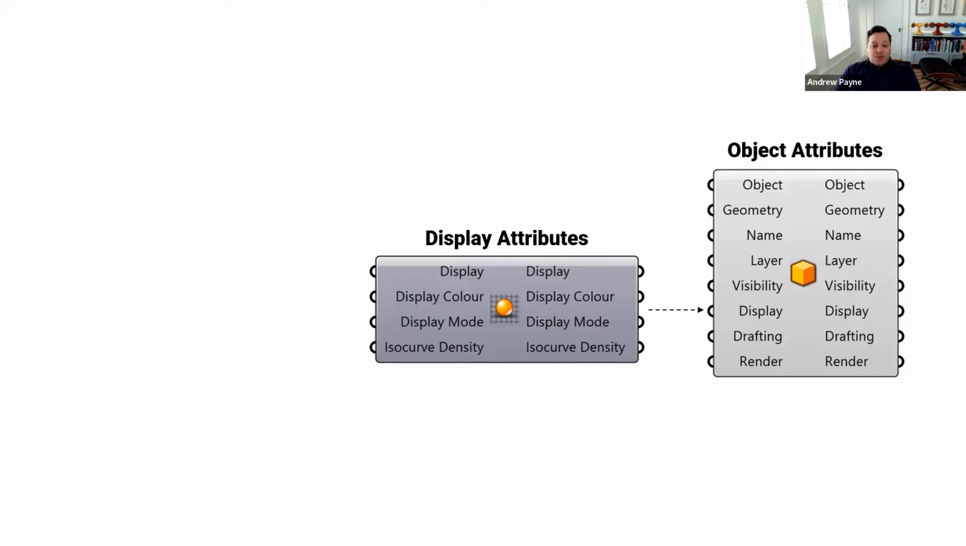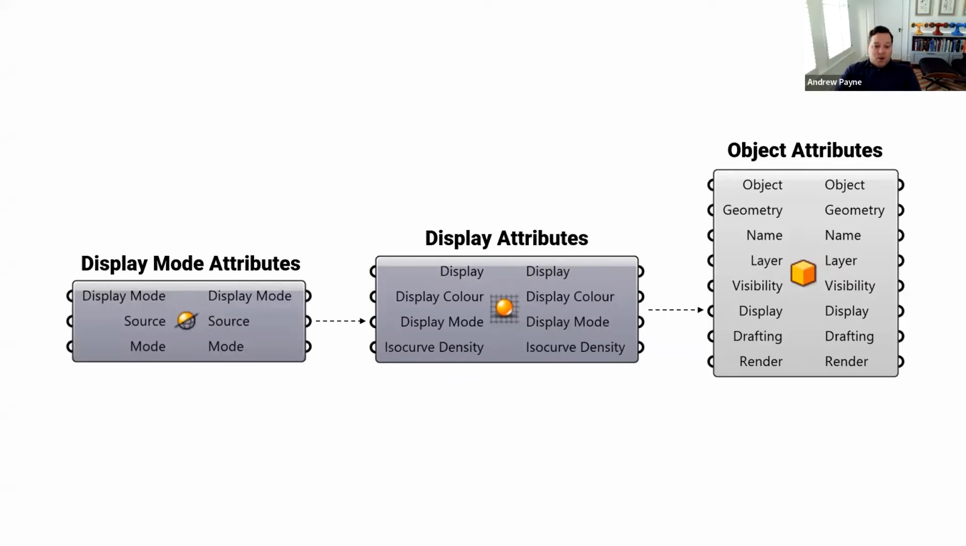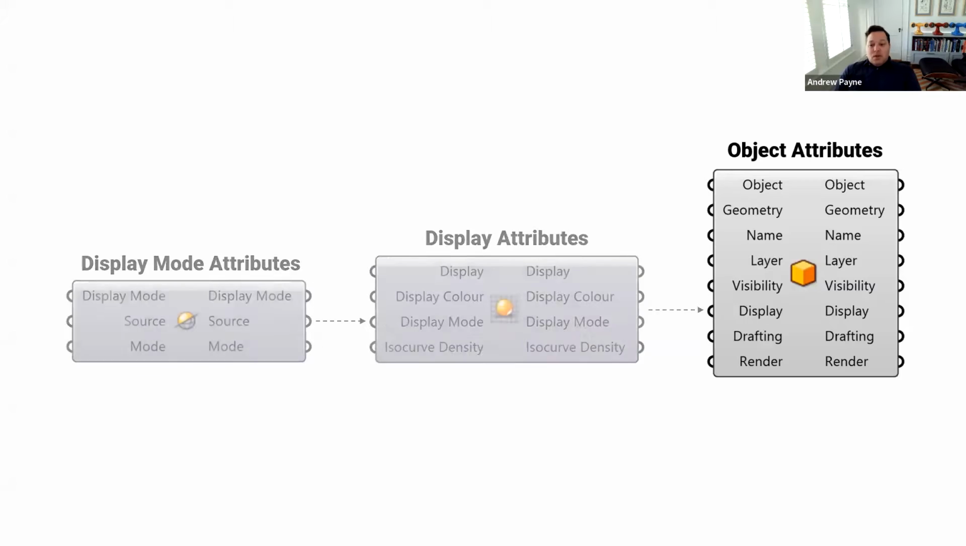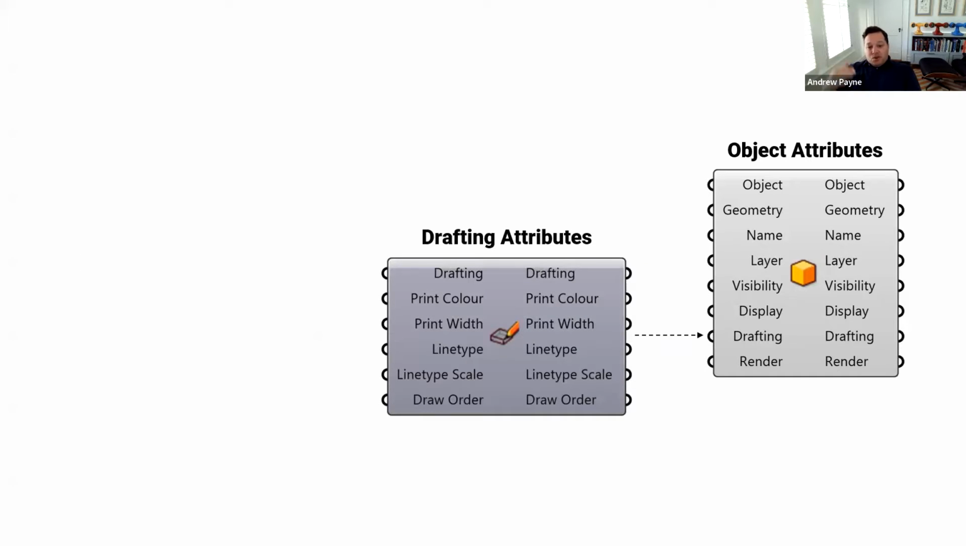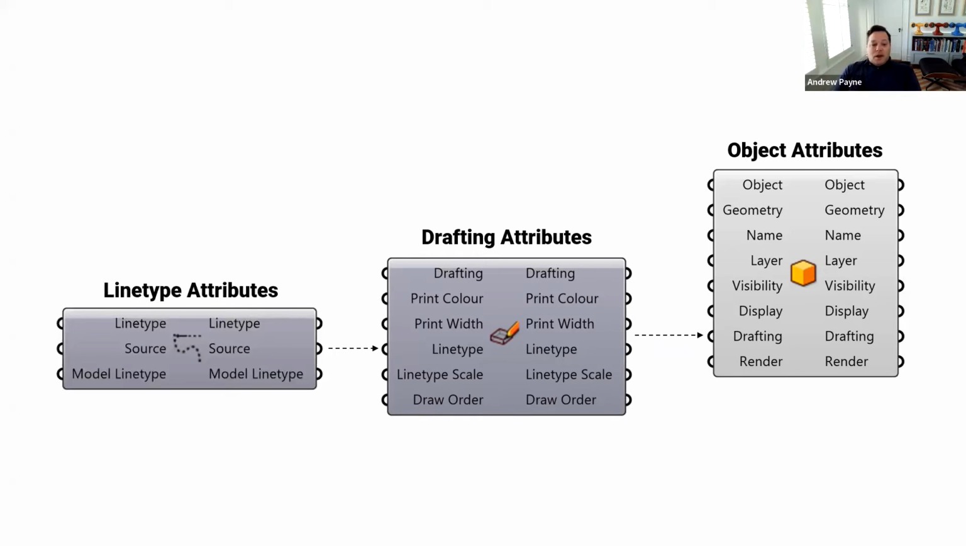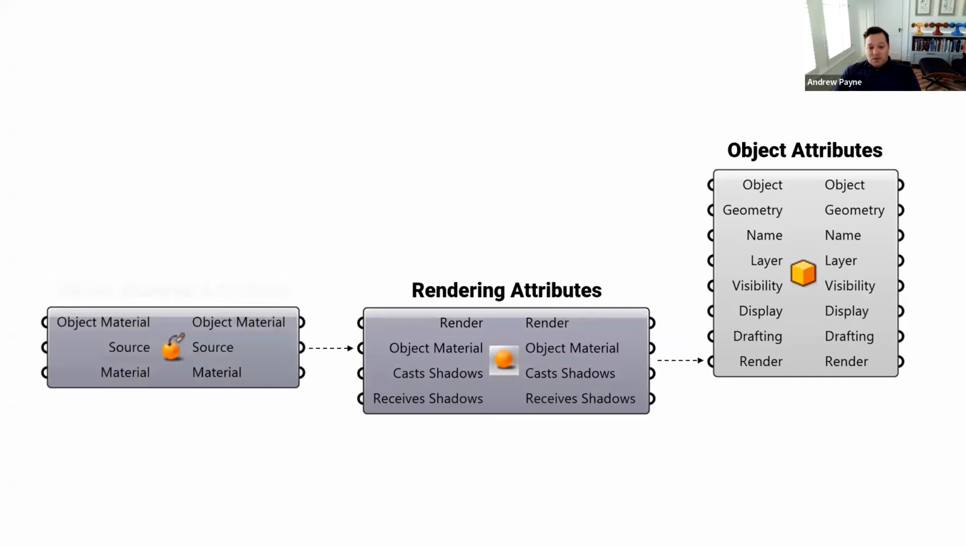You can control the display attributes, and each of those have its own components, like the display mode. You can define whether you want a component when it's baked to always show in rendered mode or shaded or Arctic mode, for example. Similarly, with drafting, you can set all of the drafting attributes like line type, line scale, print width, or print color, as well as rendering attributes. And again, each of those have its own set of components. So there's really a lot of control over how you can assign attributes to an existing object in Rhino.